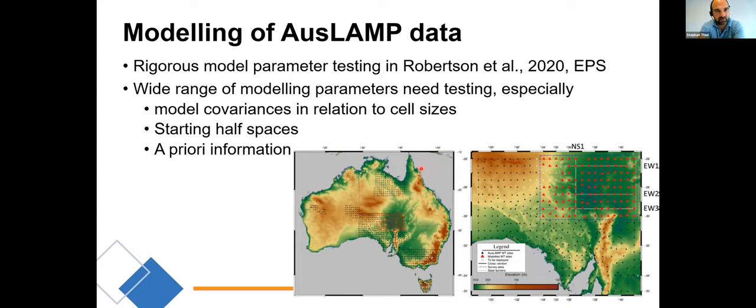In terms of modeling of the AusLAMP data, as I said before, we're using the NCI in Canberra to do a lot of it. Kate did some fantastic work just recently in testing the wide range of modeling parameters, to give us a really good understanding of, given the deployments that we have, and the site spacing is always going to be fairly similar, what are the key parameters you need to change, and what are the sensitivities to them, especially around model covariances in relation to cell sizes, starting half spaces, and a priori information.